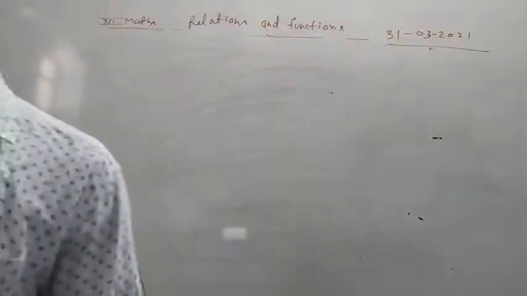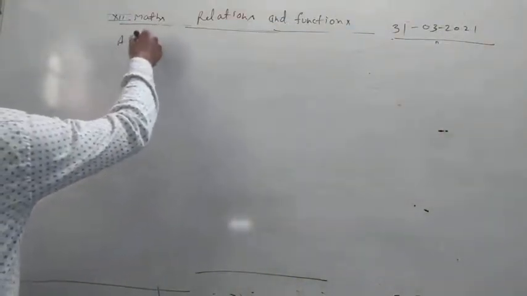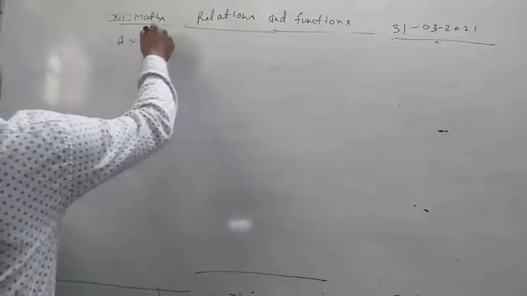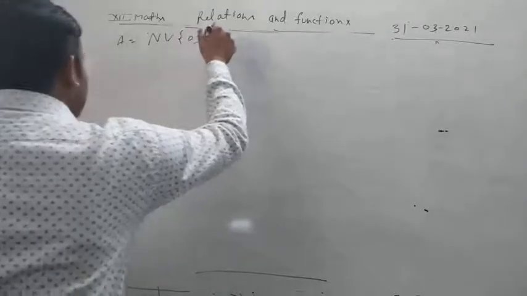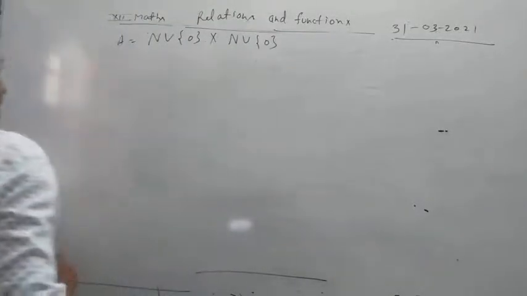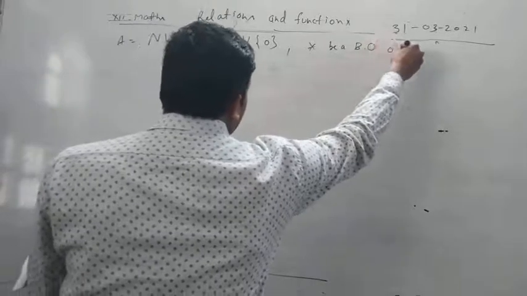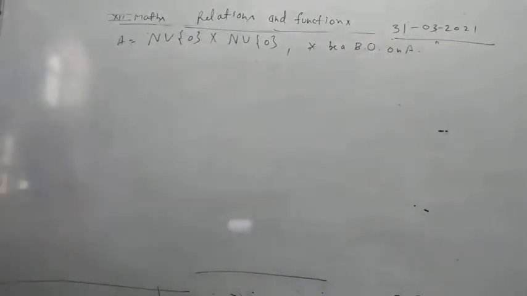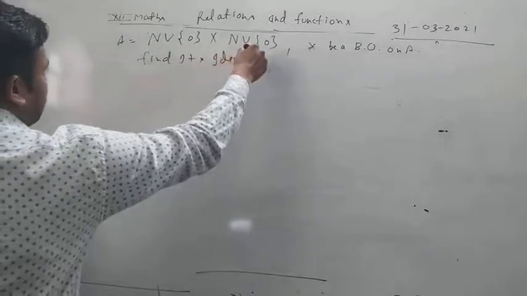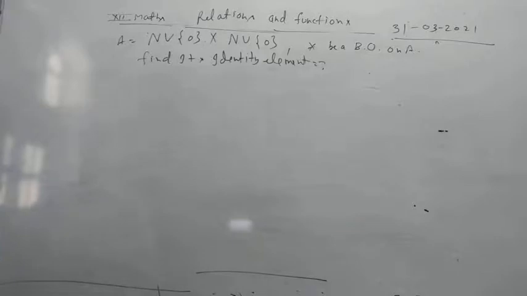Okay students, now the next question is: let A be equal to N union 0 cross N union 0, and let star be a binary operation on A. Then find its identity element. Okay students, so we have to find its identity element.